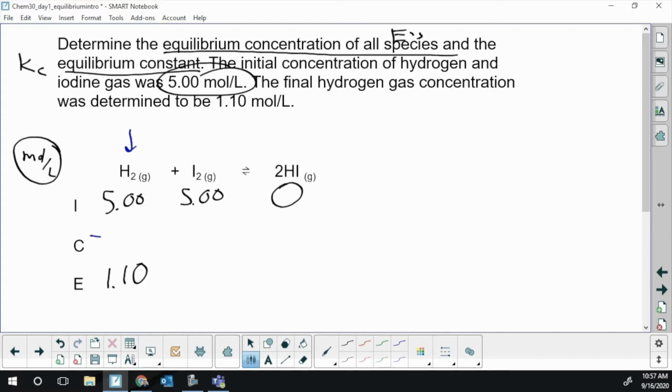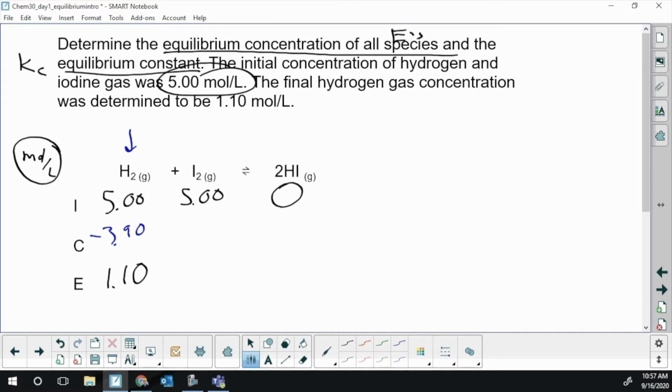5 has to go down to 1.1, down almost 4, but not quite 4. 5 minus the difference between 5 and 1.1 is 3.90. So that completes my column.